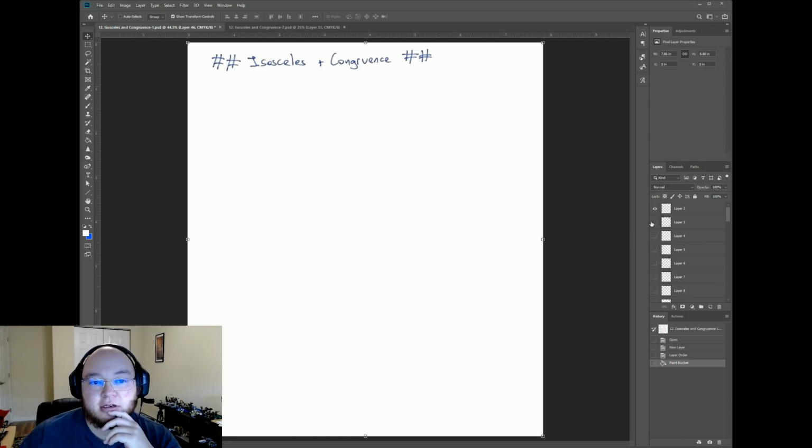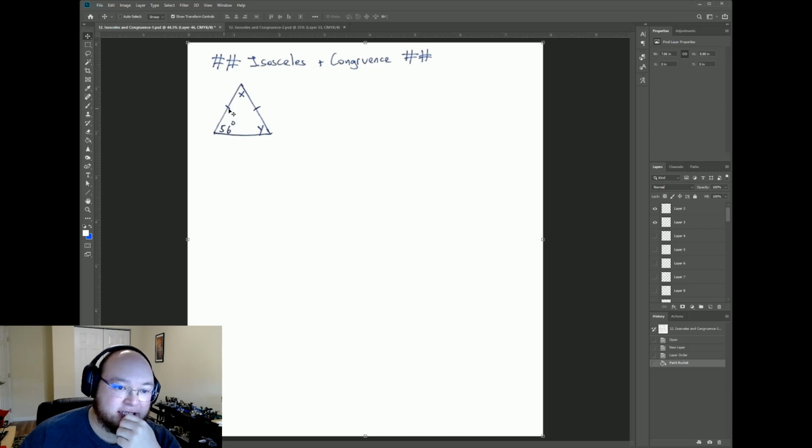So a type of question you might get would be something like this, where these tick marks, remember, mean congruent, and so then you know it's isosceles. So you know those two bottom angles should be the same, meaning that y is 56 automatically, just because they're on the bottom.